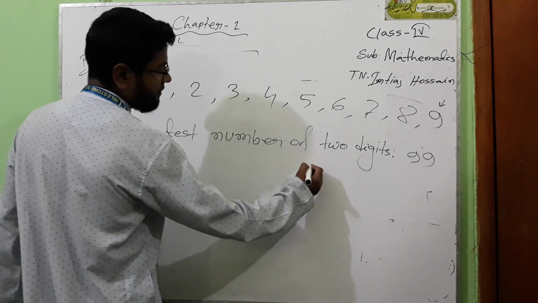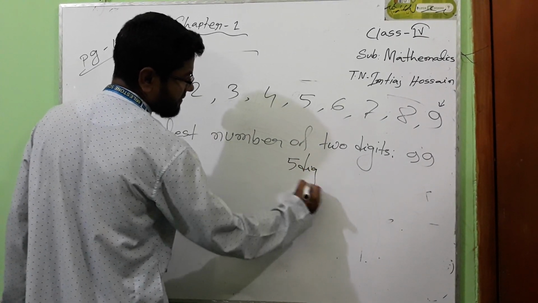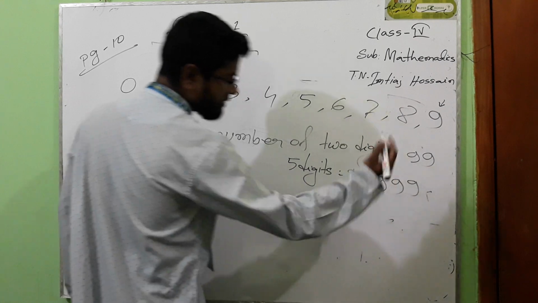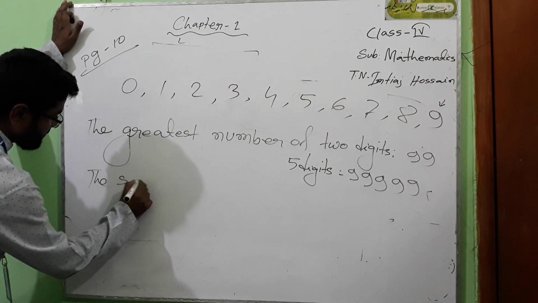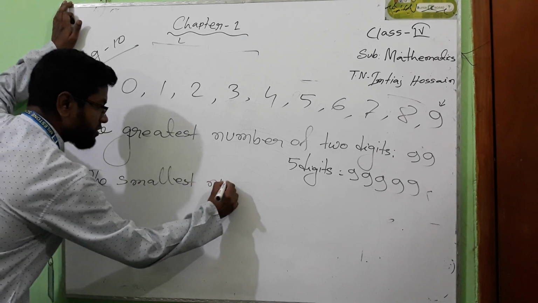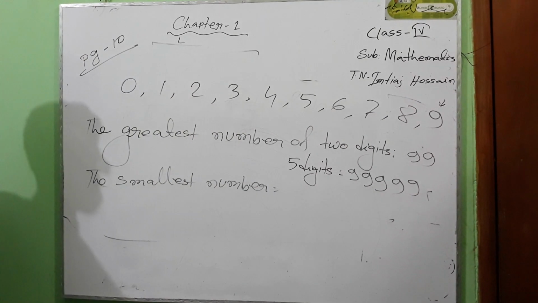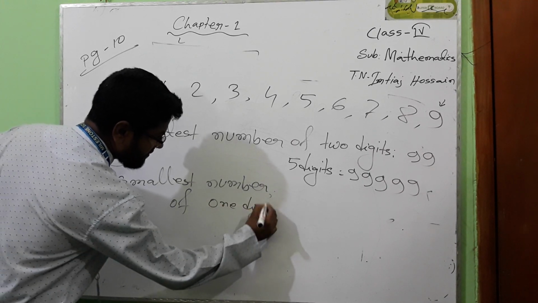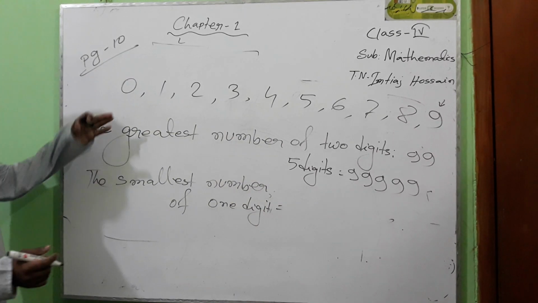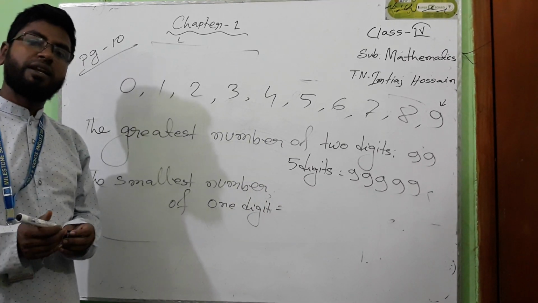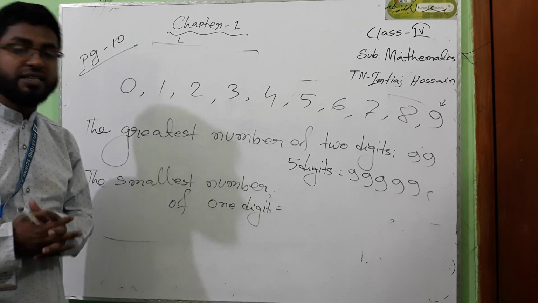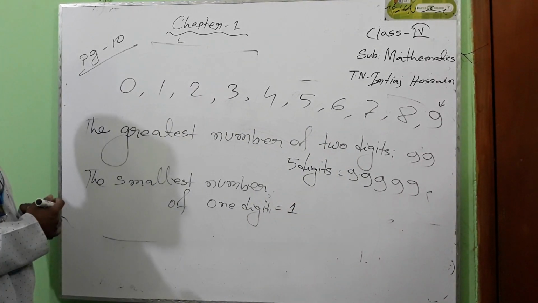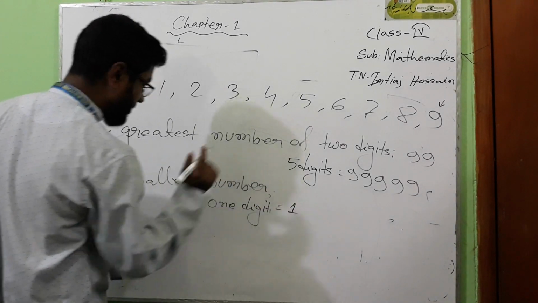5 digit greatest number. What will be the 5 digit? 5, 9. This is the smallest number. Smallest number. See, smallest number of 1 digit. See, 0 is not a number. It is not a valid number. 1 is number. 0 is digit. So 1 digit, smallest number is 1.